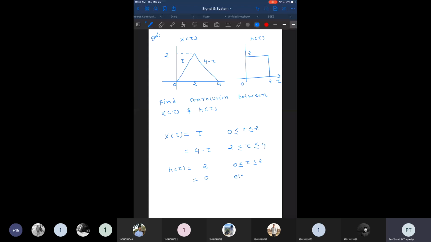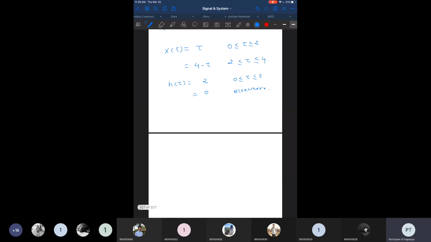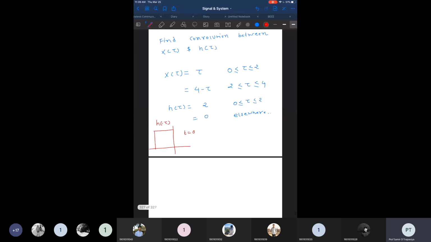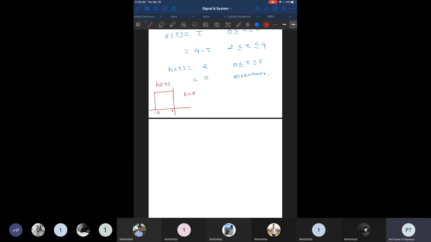The first thing we are going to do is find h of minus tau. Here we have not been given any value of t, so shifting is not applied, and we assume that t is equal to 0. This point is minus 2 point, this point is 0, this point is considered as the t point, and this point is the t minus 2 point. This is the t minus 2 point, right?